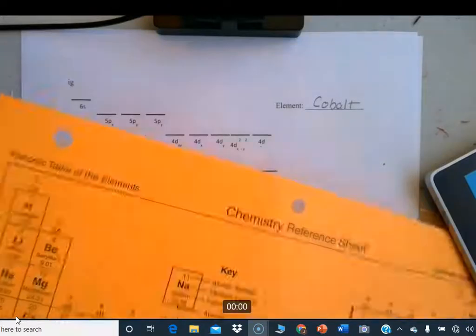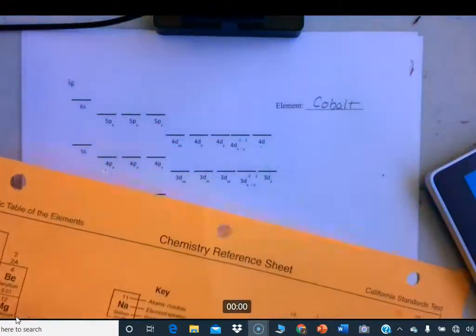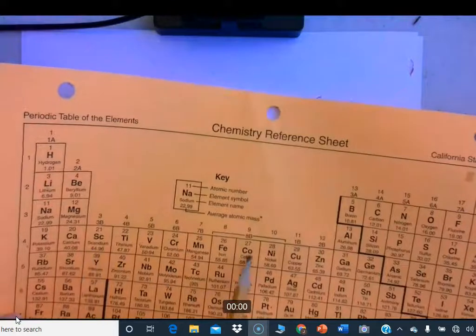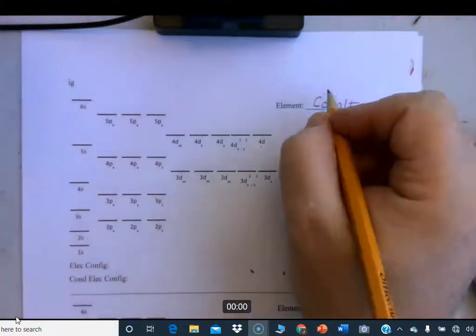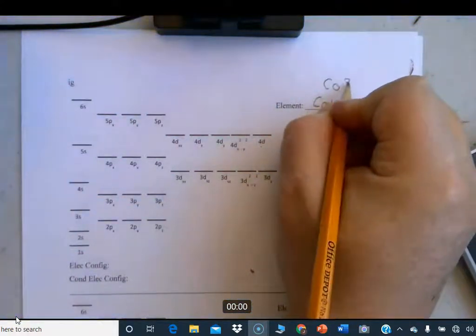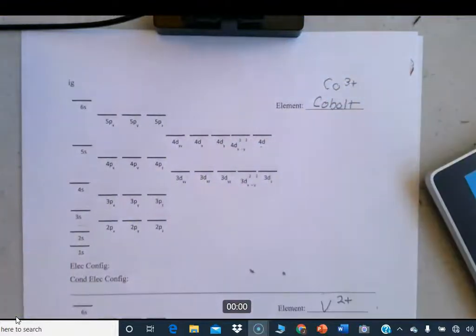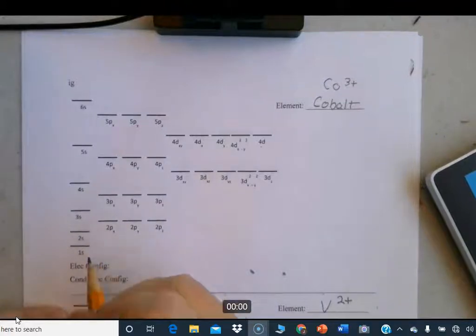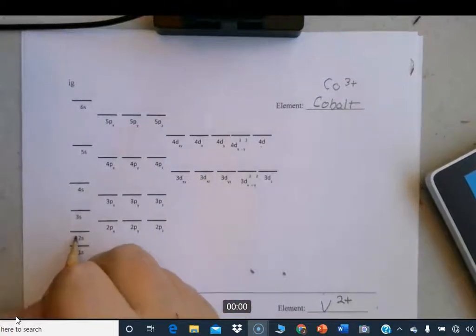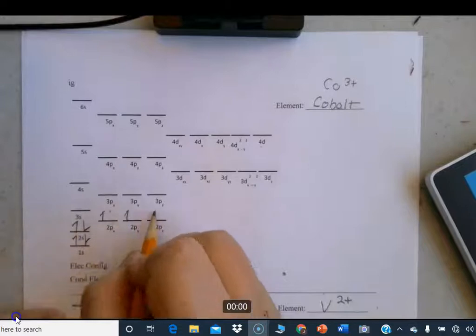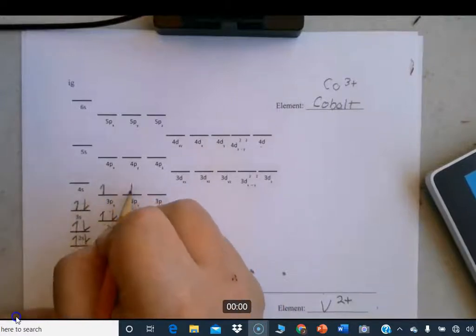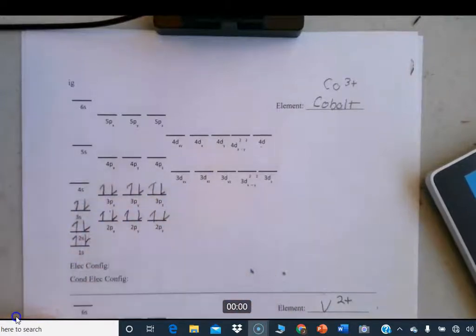So cobalt, we find it again, it's in the 3d orbital. There it is. And we're going to make it a cobalt, or Co 3+. It's going to ionize. It's going to lose 3 electrons. So see if you can figure this one out from that. Okay, so cobalt. These are filled. And now we're down to the 4s.